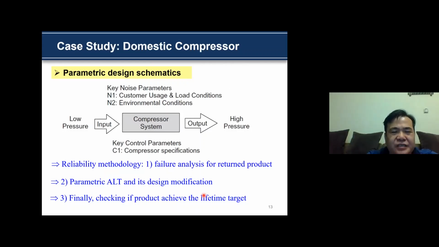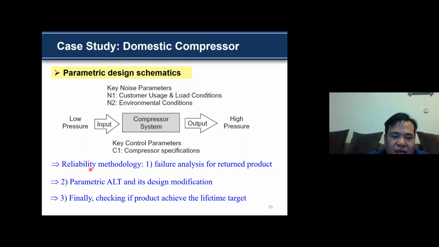This is the parametric design and schematic. As you can see on the slide, the compressor increases pressure from low to high pressure. We don't know how the customer usage conditions apply, so we have to design each part.